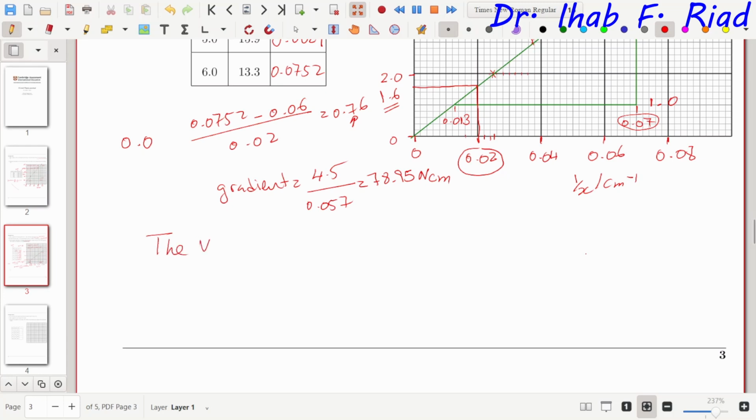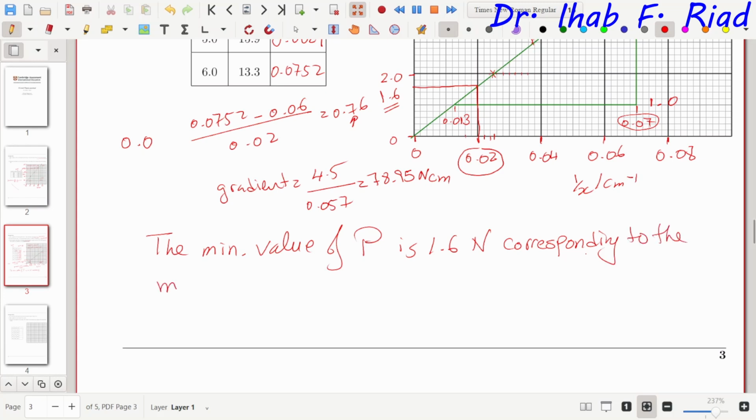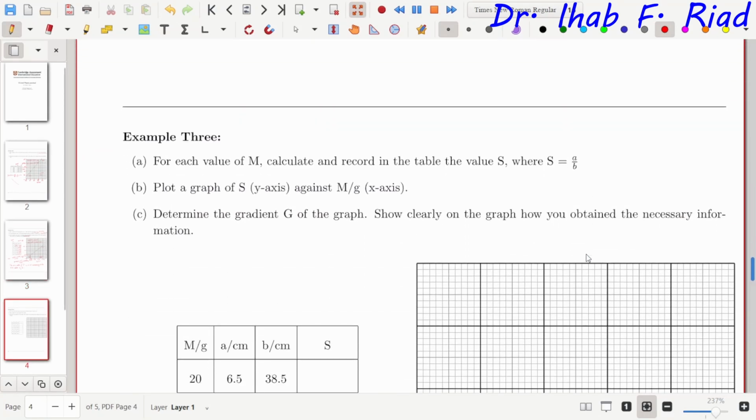The minimum value of P is 1.6 Newton, corresponding to the maximum value of X. Okay, good. Let us go to the next example.